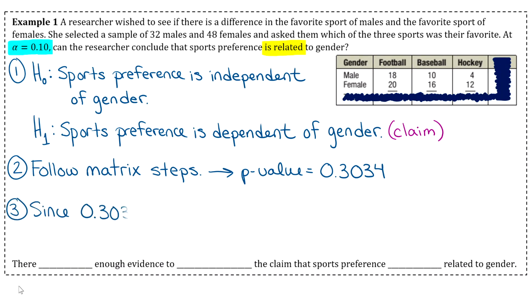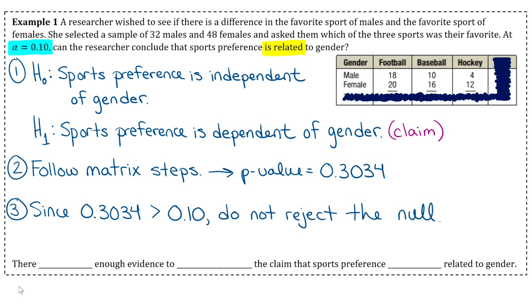So step 3, we'll compare our p-value with alpha. 0.3034 is greater than 0.1, so we do not reject the null hypothesis. So let's see, we didn't reject the null. The claim is in the alternative, so that means that there is not enough evidence to support the claim that the sports preference is related to gender.